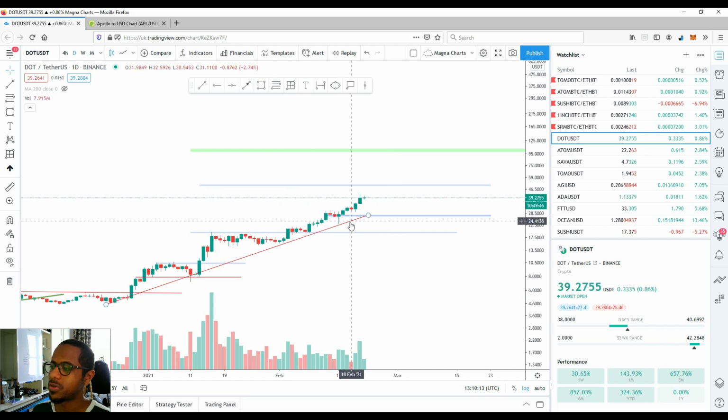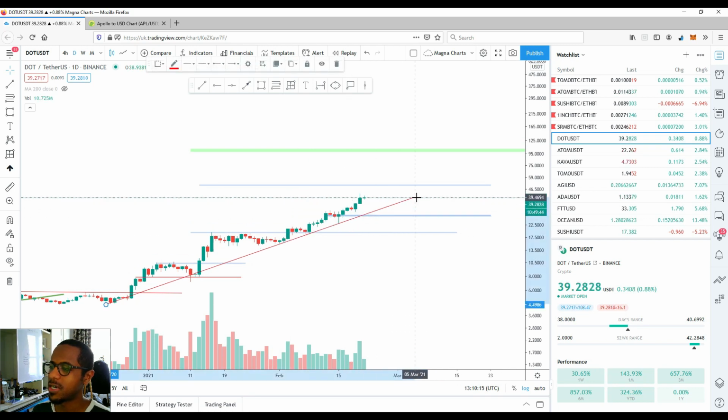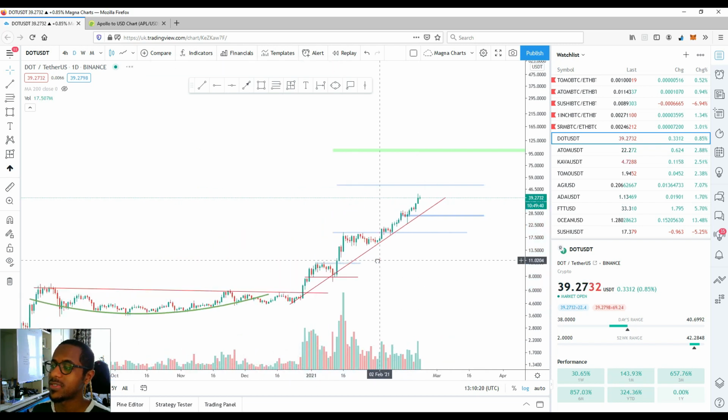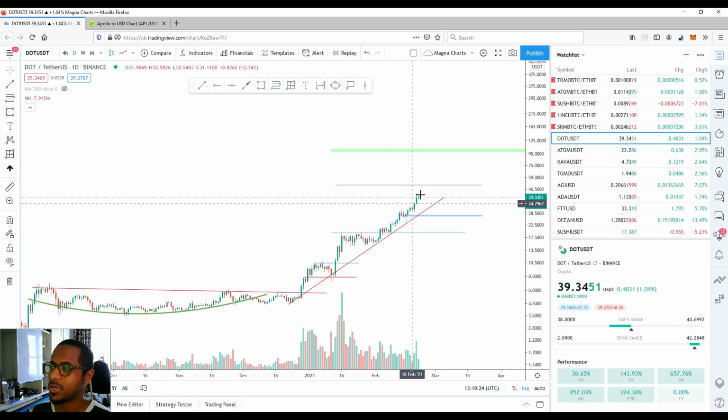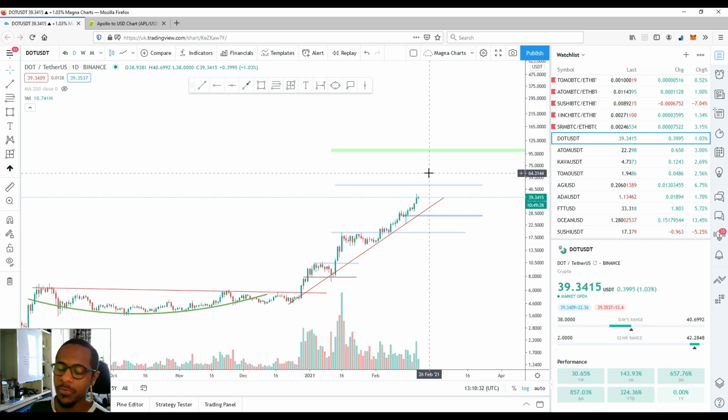This is a very, very respected trend line for Polkadot. So we can easily see another test of this trend line. I have mentioned this before, and it isn't too far away from the trend line, so it could easily test this around $27-$28 before continuing on. But we'll have to see in the next week.